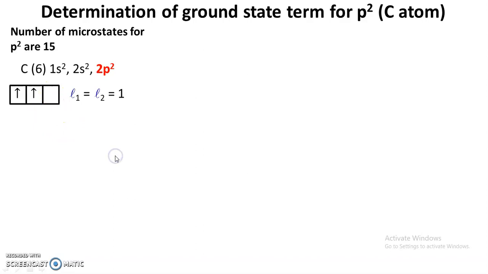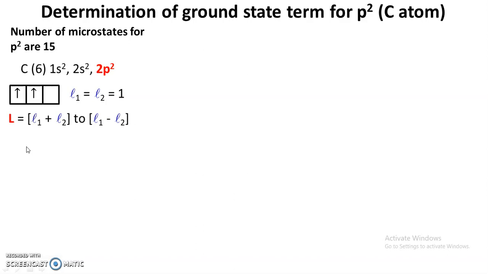One orbital is vacant. The value of the azimuthal quantum number, that is l, for each electron is 1 because the electron is present in the p subshell. So l1 is for the first electron and l2 is for the second electron. So l1 equal to l2 equal to 1, and therefore capital L, one of the quantum numbers, is the orbital angular momentum quantum number.